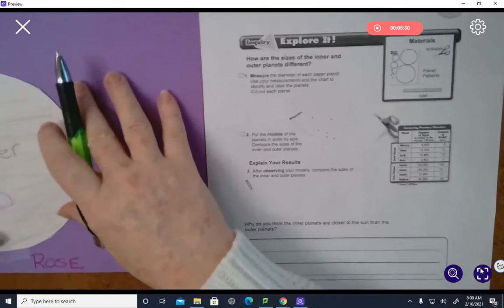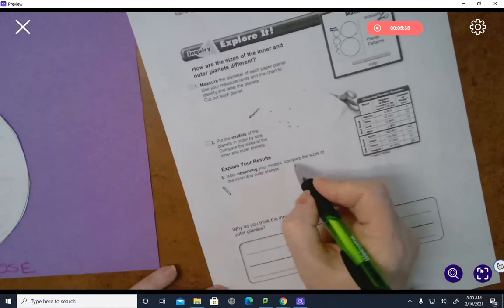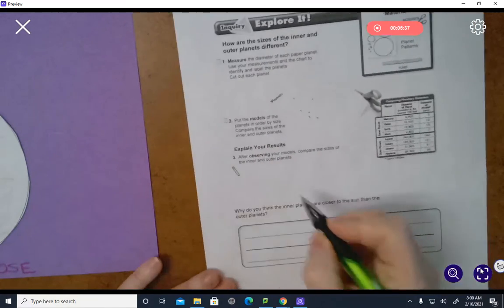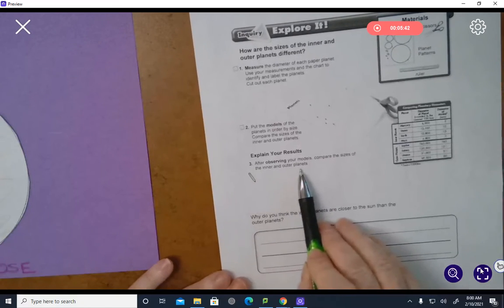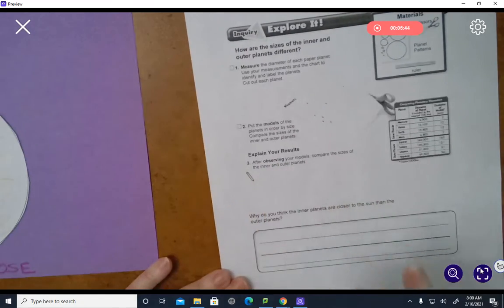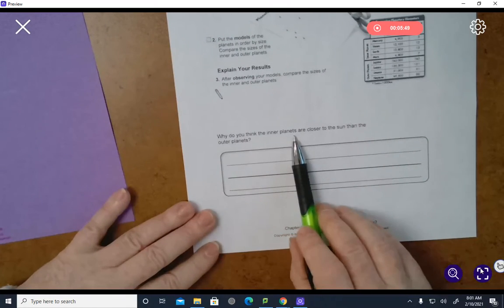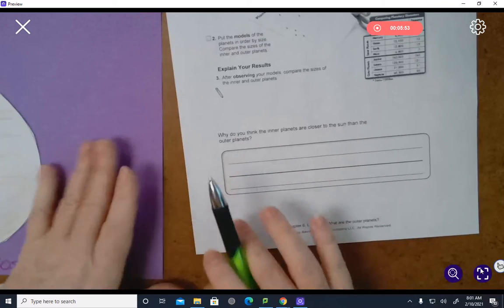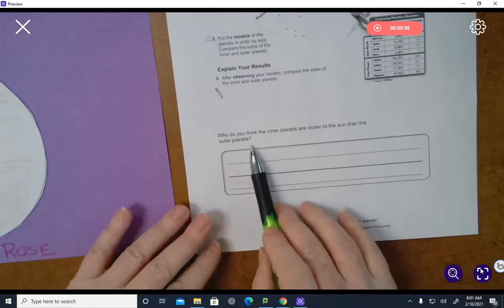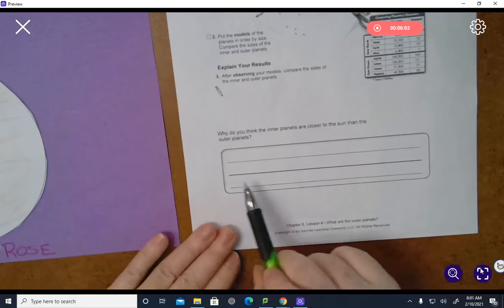So that's sort of what I did on here. And then answer after observing your models. Compare the sizes of the inner and the outer planets. So I would expect in some way reference to the inner and the outer planets in this answer for 2 points. And then it says, why do you think the inner planets are closer to the sun than the outer planets? Another way to phrase this question would be, why are the smaller ones a lot closer to the sun than the larger ones? I'll take all of your thoughts here.